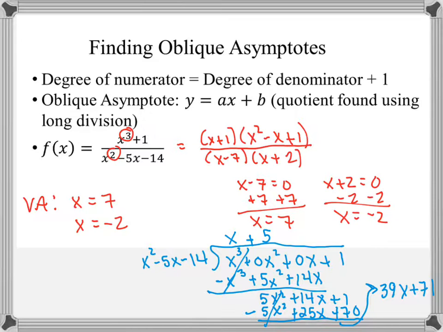Well, for our oblique asymptote, we don't care about the remainder. What we do care about is the quotient, that is x plus 5, found at the top of the dividing box. So the equation of our oblique asymptote is y equals x plus 5.